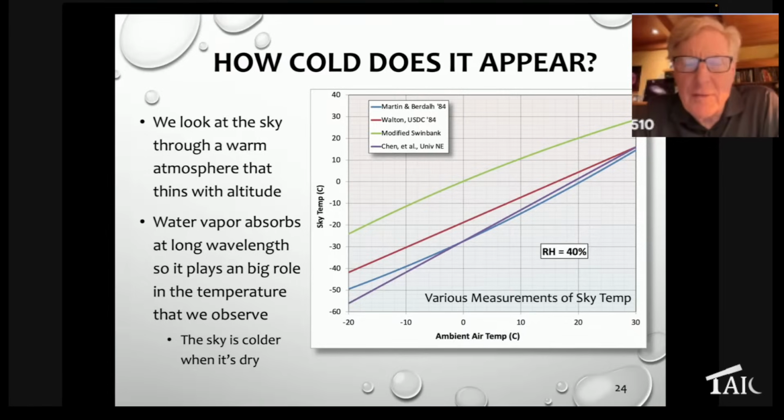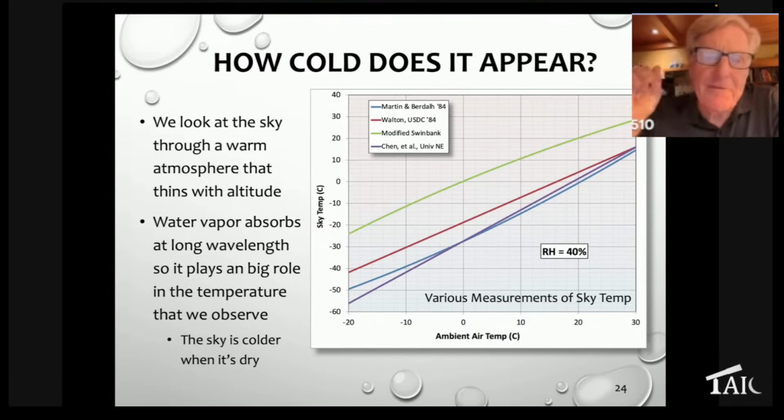Chen et al. at the University of Nebraska did another study that was similar, and they got a similar result. Walton is a little bit different, but the one that's really different is Swinbank, and that's the green line on top. And those guys used a completely different method. And so not surprisingly, they came up with a different result. And I haven't seen very many people that use that method. Maybe some do. And I'm not a full expert in this area, so I won't claim that that's not a good model, but it's a different model. And most people use Martin and Berdahl. And so it's a good measurement, and we're going to use that in our discussion going forward.